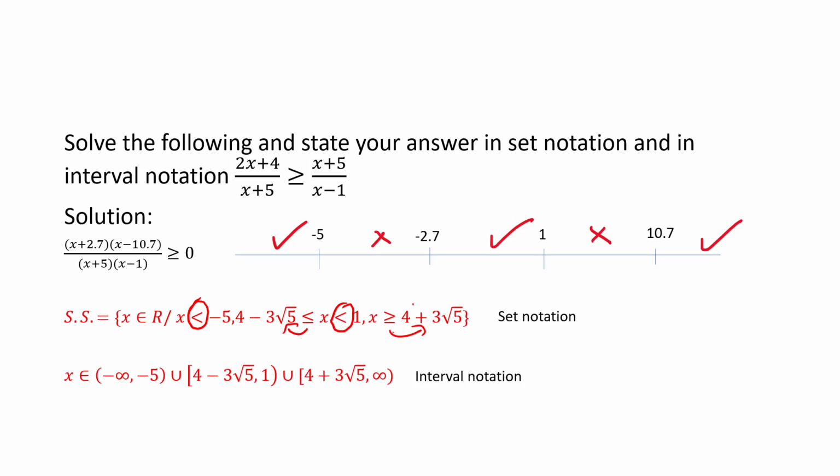The difference being these two values came from the numerator and aren't restricted, whereas these two values came from the denominator and are restricted. Similarly, when we go into interval notation, we make sure to use a round bracket on those restricted values, but we're using a square bracket on the values that came from the numerator because they're not restricted.